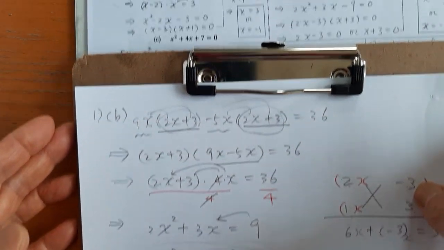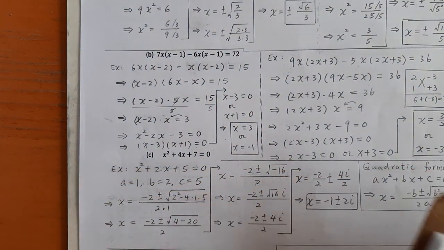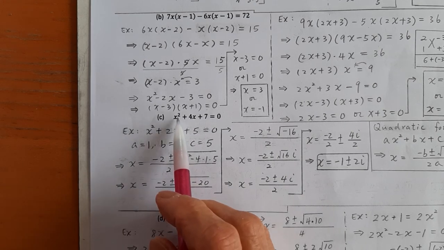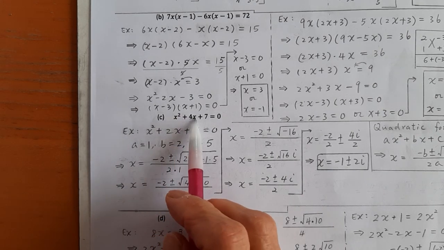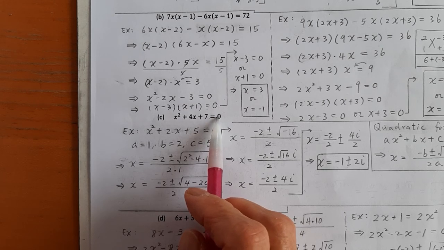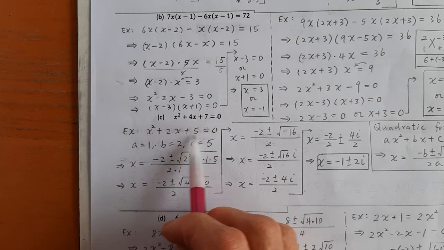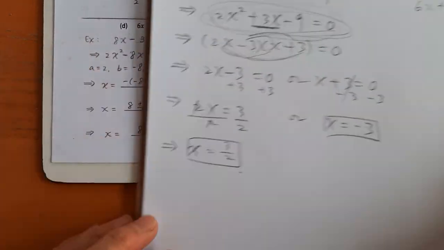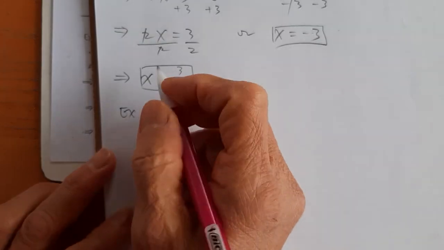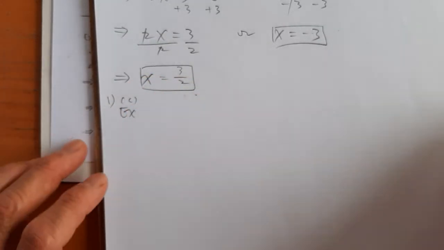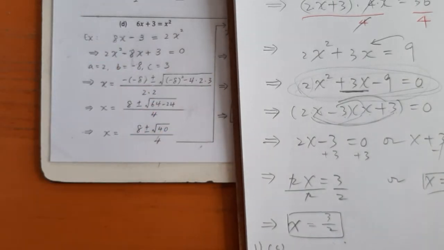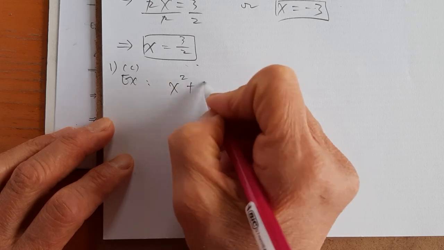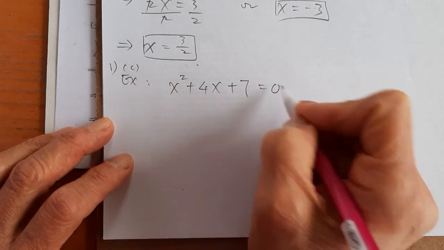The 1c example. This one is your question 1c here: x squared plus 4x plus 7 equals 0. I'm going to use this example to do this. Example for question 1c: x squared plus 4x plus 7 equals 0.